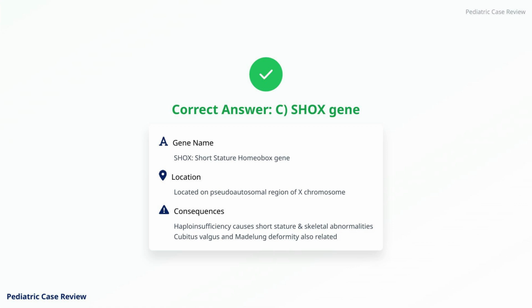Located on the pseudoautosomal region of the X chromosome, its haploinsufficiency causes short stature and skeletal abnormalities in Turner syndrome. This gene also contributes to cubitus valgus and Madelung deformity when deficient.